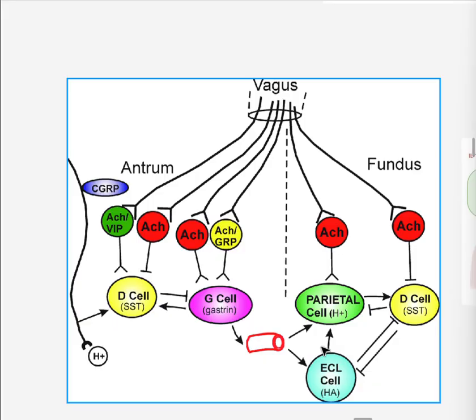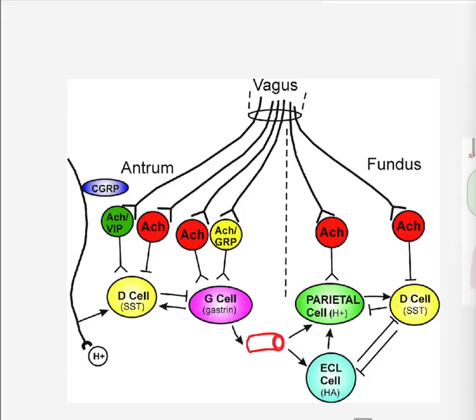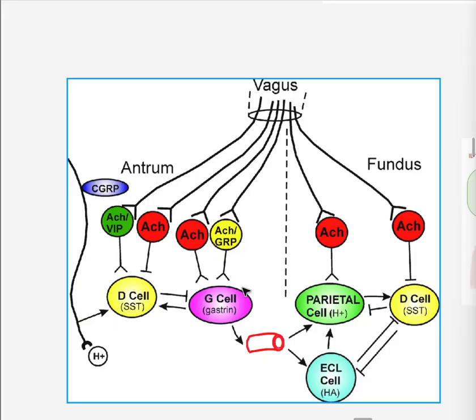Gastrin then causes enterochromaffin cells to create histamine, and this histamine then leads to the parietal cells, which create more hydrochloric acid. So basically, gastrin is your peptide hormone, which is secreted by the G cells of the pyloric antrum of the stomach and stimulates gastric acid secretion and gastric mucosal growth.